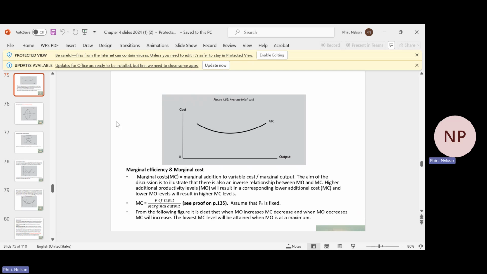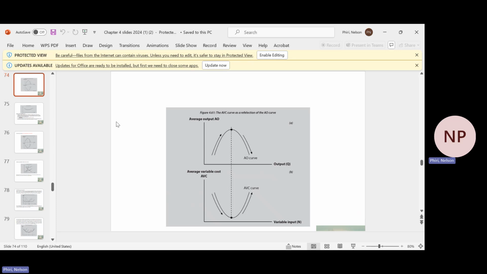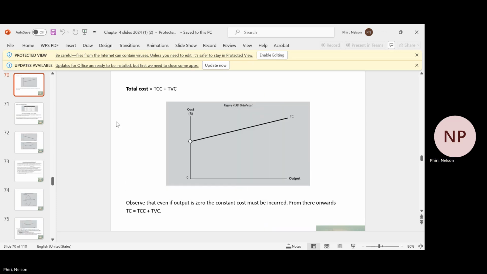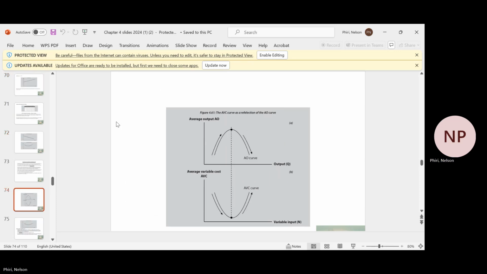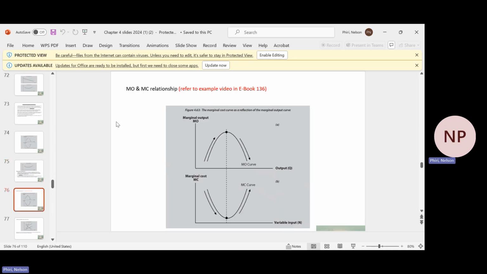This proof shows us that there's an inverse relationship between MO and MC. In as much as we saw that there's an inverse relationship between your average output and average total cost, this inverse relationship that we saw here, between AO and AVC, as well, there's an inverse relationship that you will see in your textbook. It's an inverse relationship between MO and MC.